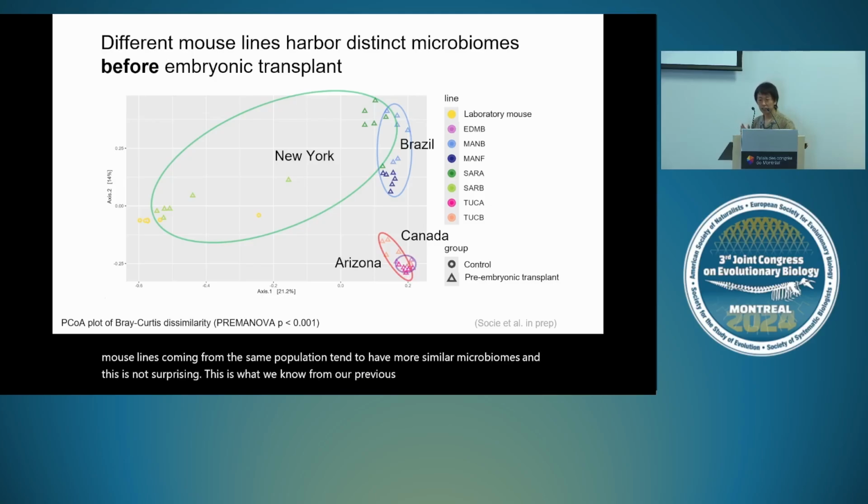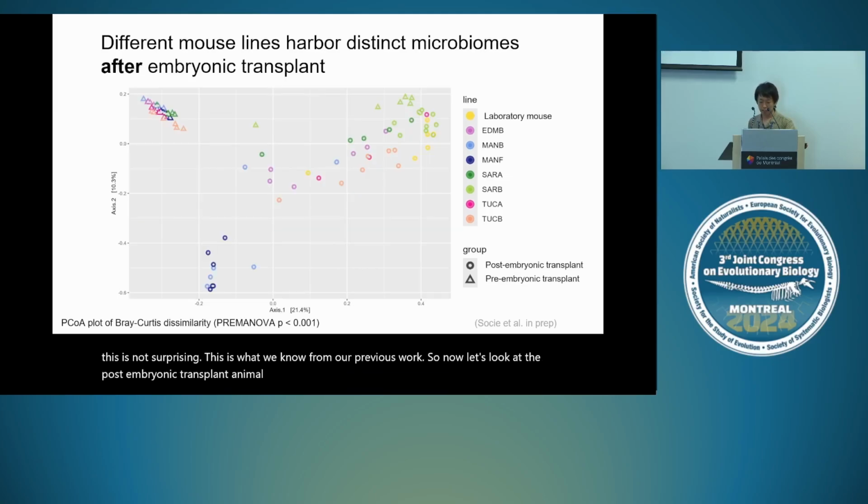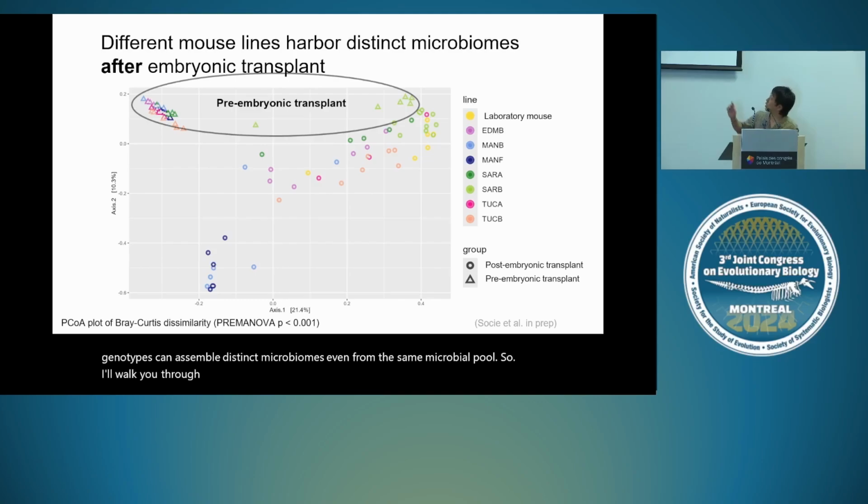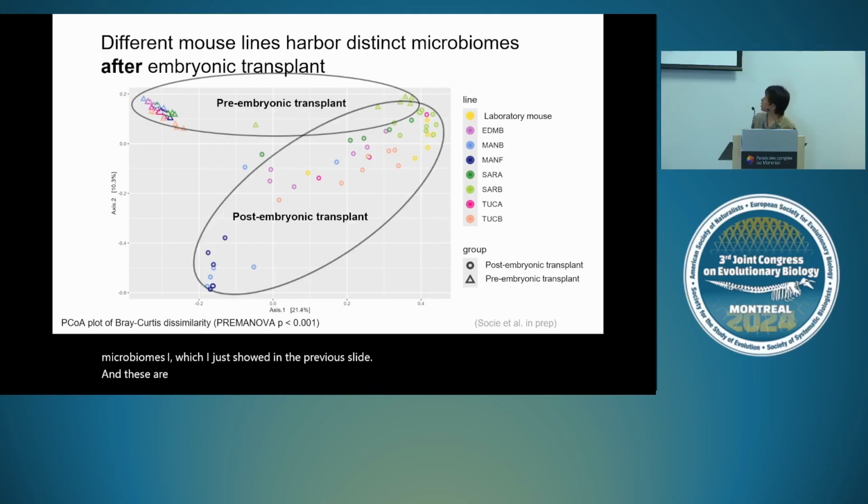Now let's look at the post-embryonic transplant animal microbiome. Strikingly, we can see that the different genotypes can assemble distinct microbiomes, even from the same microbial pool. I'll walk you through this too. On the top, that's the pre-embryonic transplant microbiome, which I just showed in the previous slide. And these are the post-embryonic transplant microbiomes. They form distinct clusters.